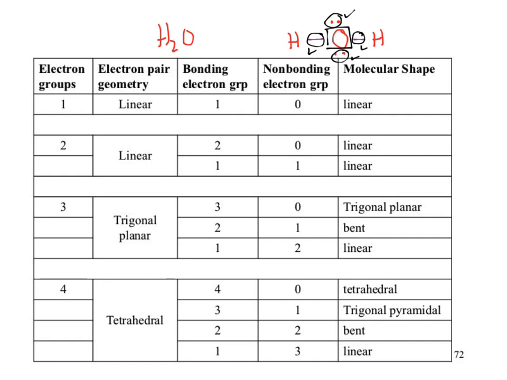Right now, all I have to do is look in the tetrahedral section. I will not look anywhere else. So two are bonding, two are non-bonding. The shape: bent. Okay, kind of makes sense?